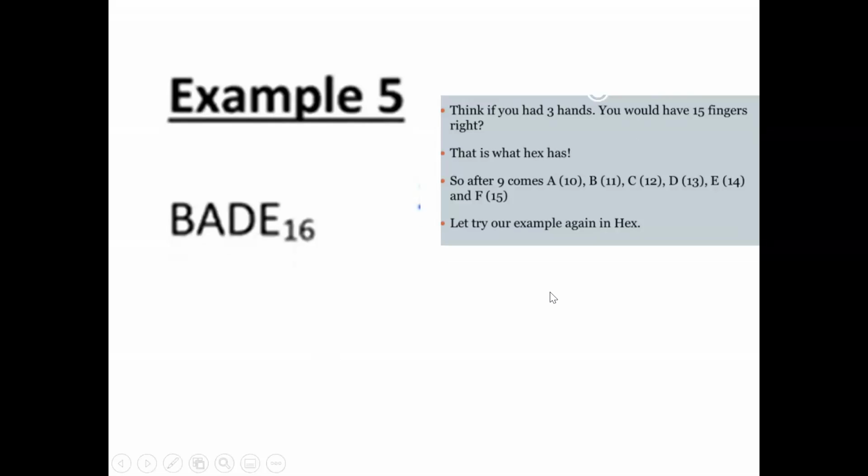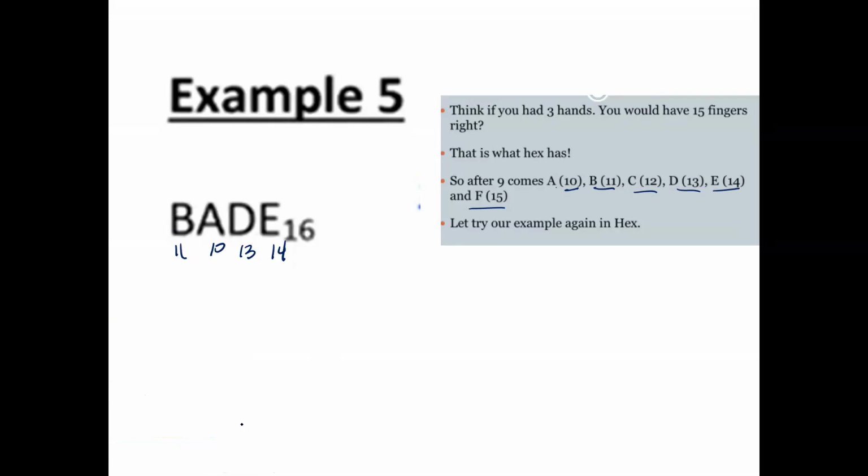So with this one, you have BADE, and this is what is called a hexadecimal. Really, what you need to think about is, think if you have 3 hands. You will have 15 fingers, right? So that's what hexadecimals are. After 9 comes A, which is 10, B is 11, C is 12, D is 13, E is 14, F is 15. So looking at this part right here, you know that B is going to be 11, A is going to be 10, D is 13, E is 14.